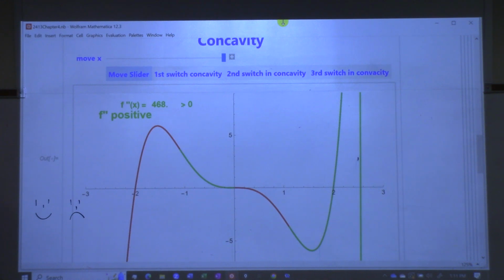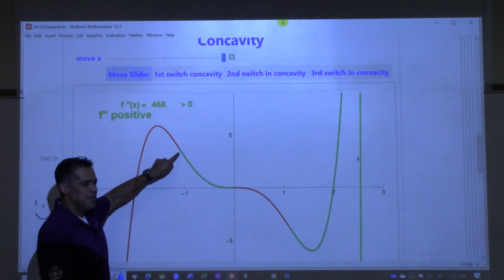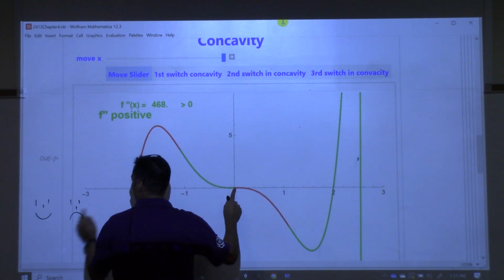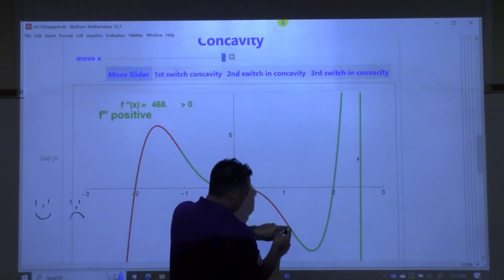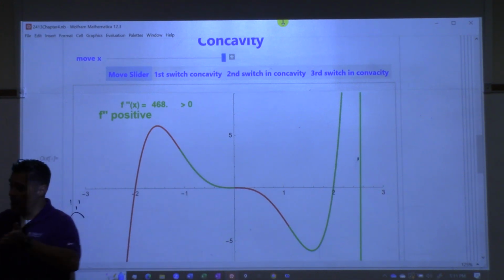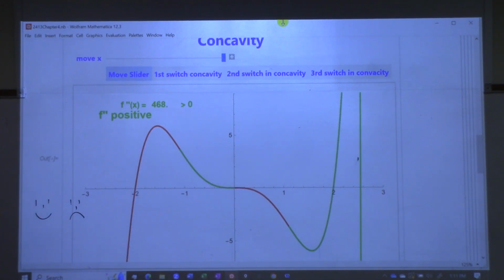Any graph that has the shape of a smile, or any part of a graph that has the shape of a smile, is called concave up. So look at the green parts of this graph. Do y'all see that the green parts look like part of a smile? Like from here to here would be part of a smile. And then also from here, curving around and up, that would be part of a smile. I'm not saying it's the entire smile, but it's at least part of it, yes?